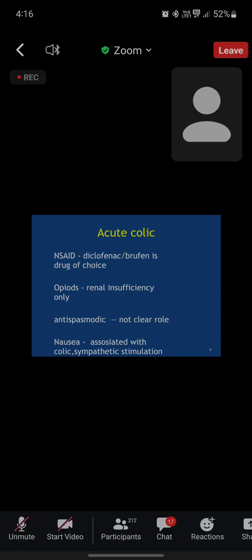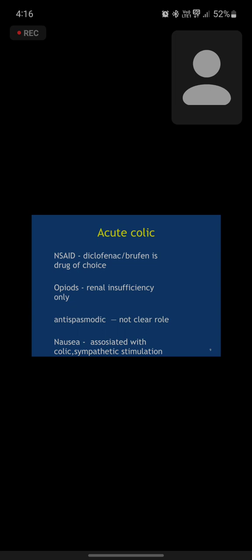Antispasmodics in acute ureteric colic have no very clear role. Generally, antispasmodics like hyoscine, buscopan or dotaverine are used in a patient who has chronic pain because of stretching of the renal capsule and ureter. That is for the smooth muscle relaxation of the renal capsule and ureter.